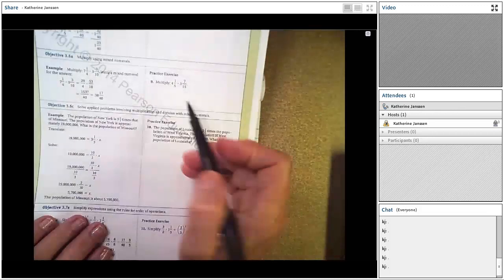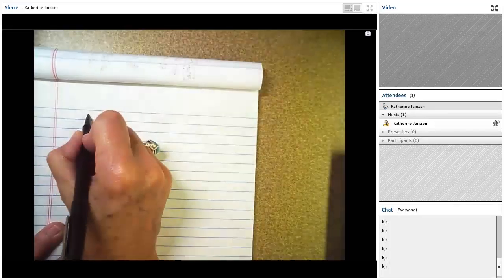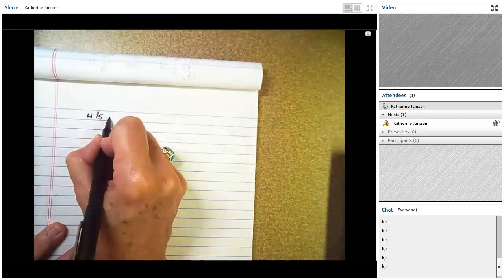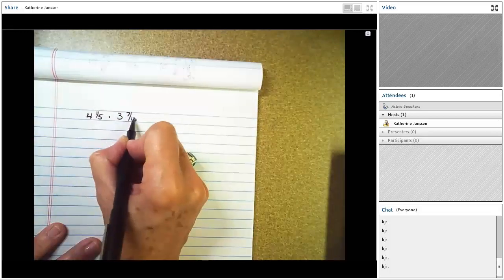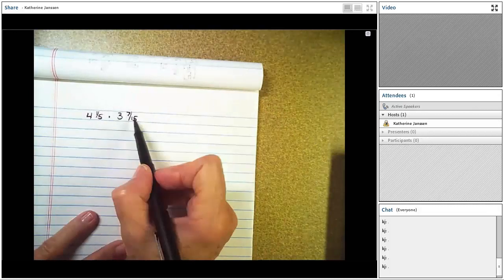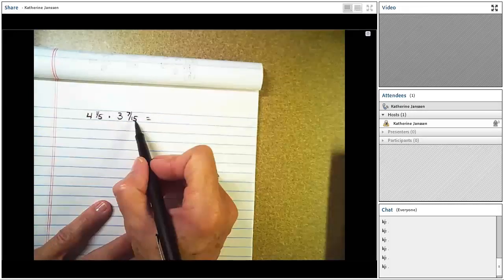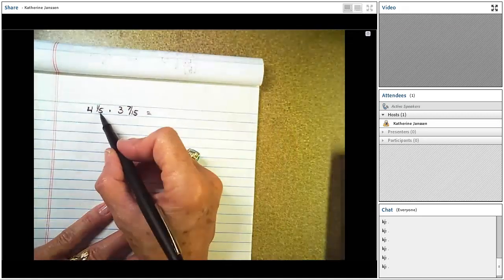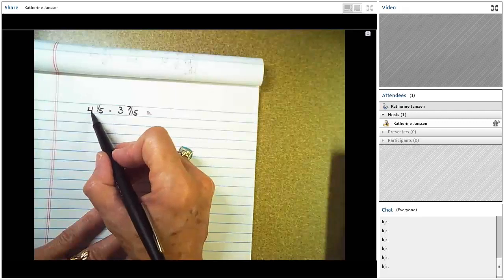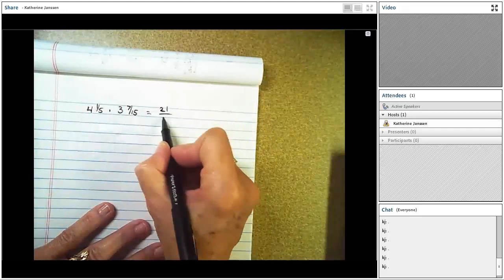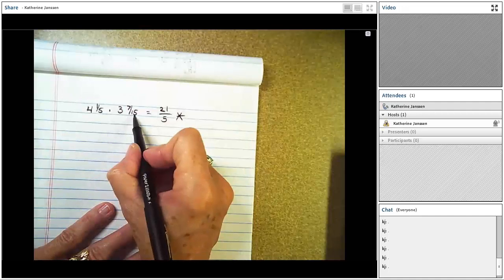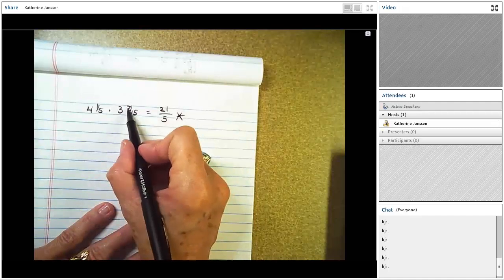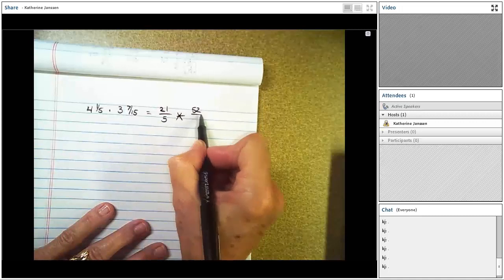Multiply 4 and 1/5 times 3 and 7/15. Well, I have mixed numerals, and I'm multiplying, and I remember that multiplication of fractions is a piece of cake, so I'm going to convert to their fractional equivalency. 5 times 4 is 20, plus 1 more would be 21/5. 3 times 15 is 45, plus 7 more would be 52/15.